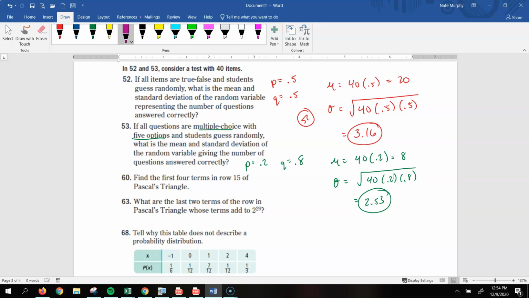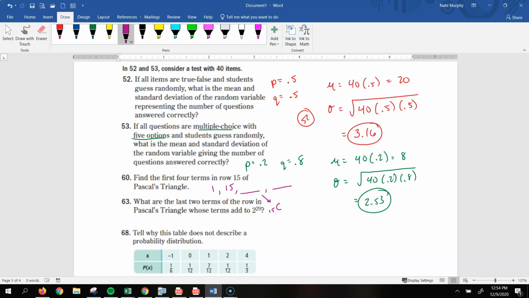All right, so for number 60, it says find the first 4 terms in row 15 of Pascal's triangle. Well, the first 2 rows are easy. It should be just 1 and 15. Now, to figure out the third term, since we're in the 15th row, we're going to use 15 choose. Then we've got to figure out what we choose.